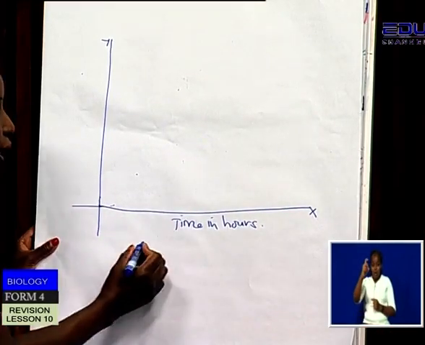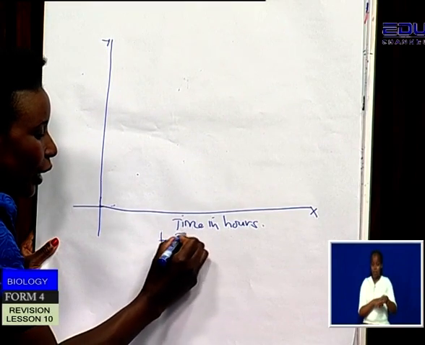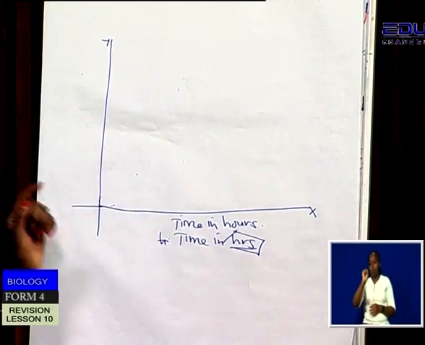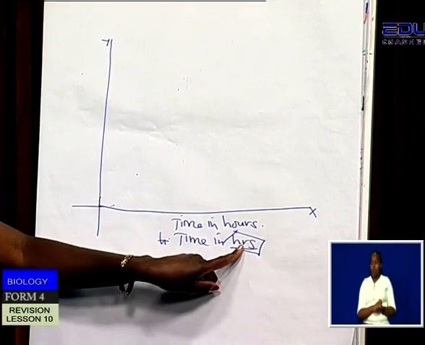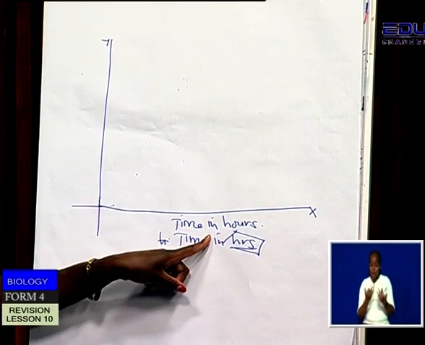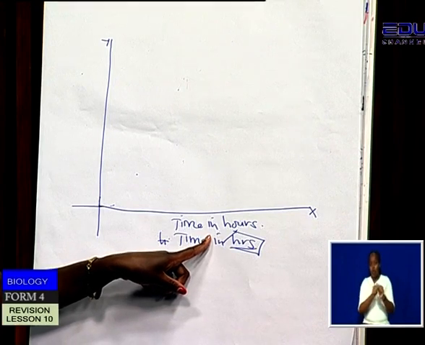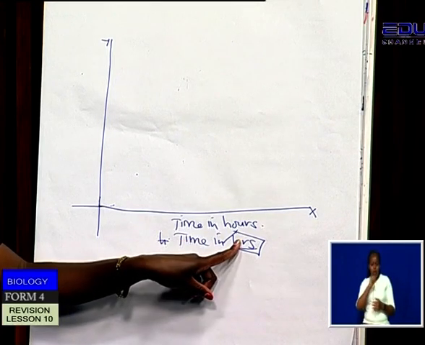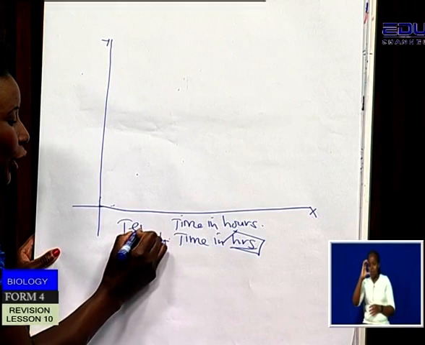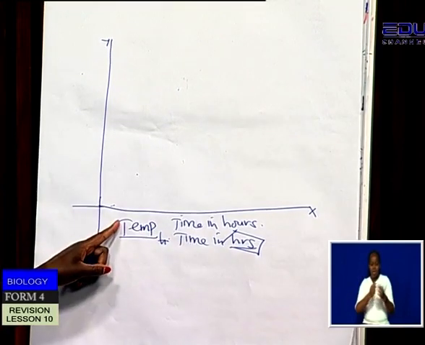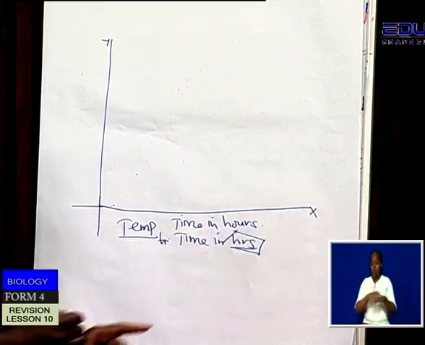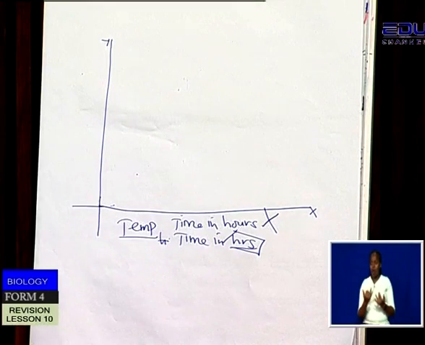Now, dear student, if you just write time, instead of time in hours, you lose the marks for this axis. So the words must be written in full. Don't assume anything. Write the words in full. Temperature in degrees centigrade. If here you just write temp for temperature, that again is a wrong identity of the axis, and that is enough to make you lose that mark.